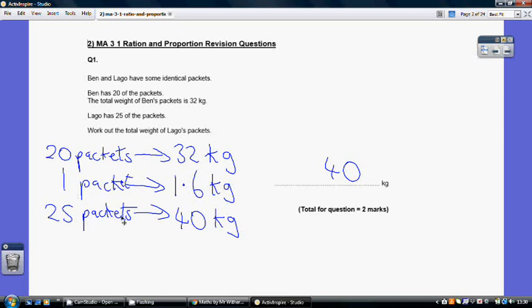So 25 packets must weigh 25 lots of 1.6. 25 times 1.6 is 40 kilograms.